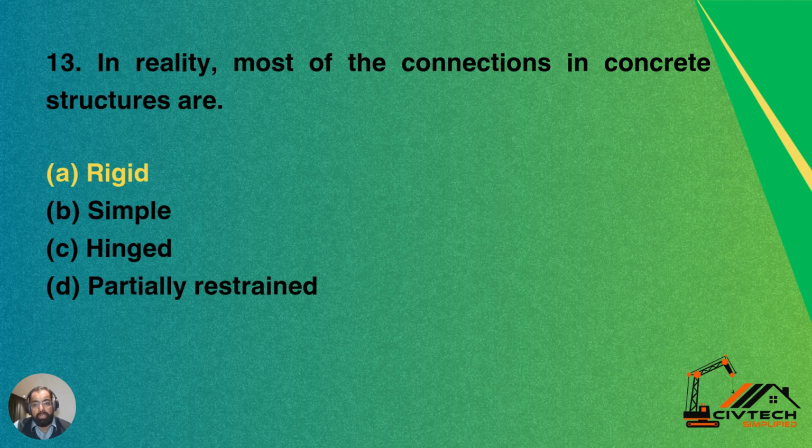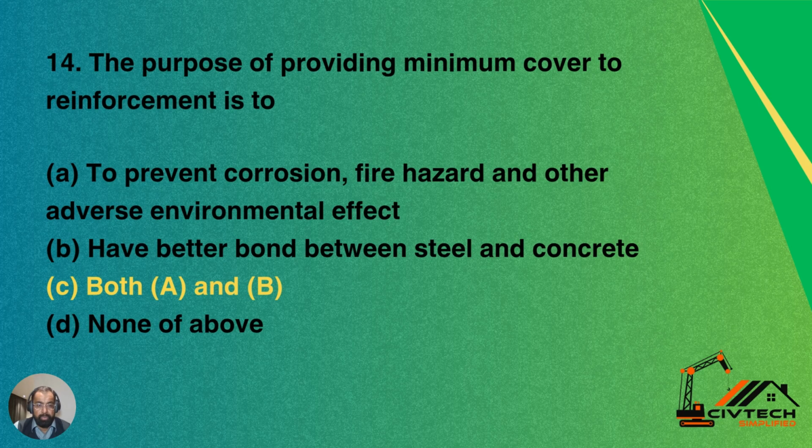Question 13. In reality, most of the connections in concrete structures are: option A, rigid; option B, simple; option C, hinged; option D, partially resistant. So most of the connections in RCC structure are rigid. Option A is the correct answer.